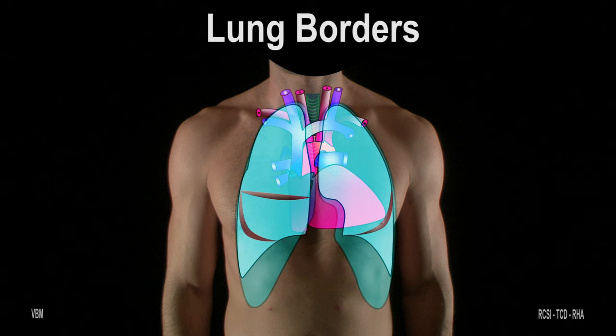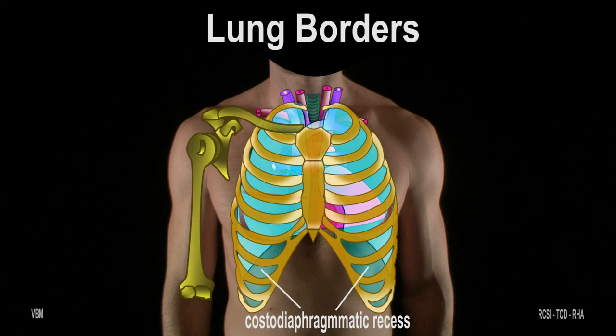This leaves the right and the left costodiaphragmatic recesses, empty gutters between the costal parietal pleura and the diaphragmatic parietal pleura, into which the lower edge of the lung can advance with deep inspiration.